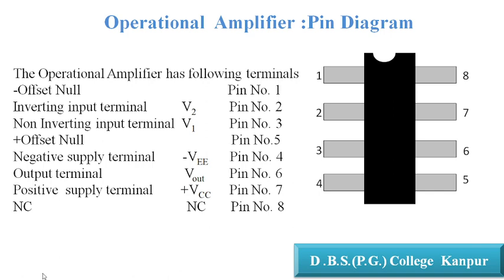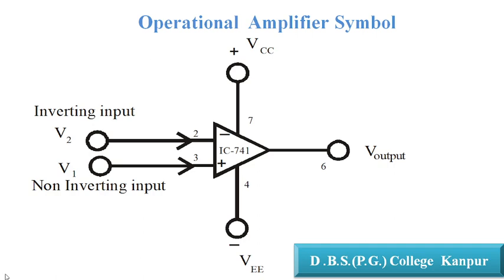This is the symbol of the 741 IC, which is an 8-pin IC. The IC contains the circuit, but this is a symbol, not a circuit. This is the symbol of an operational amplifier. You know this symbol well. We also discussed the inverting amplifier and non-inverting amplifier in the previous slides, and now there are two important input terminals.